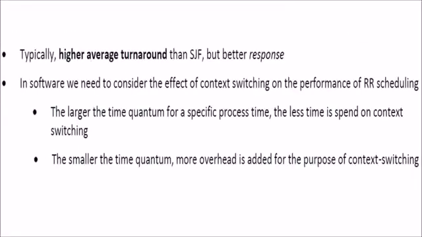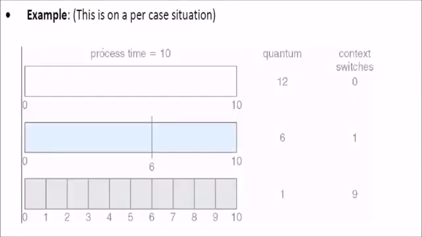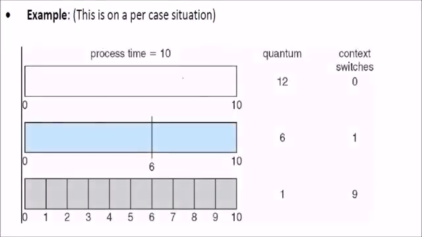So it has a higher average turnaround than SJF, but the response is better. So we want the time quantum to be such that the context switching is as little as possible. We'll see the scenario where you increase or decrease the quantum. If the process time is 10 and the quantum you have taken is 12, the context switch is 0. There will be no context switching in the processes.